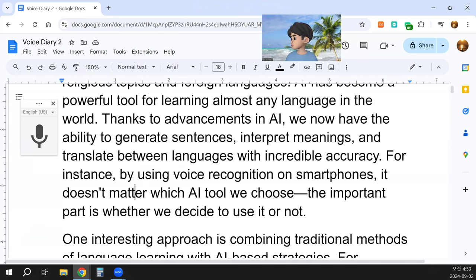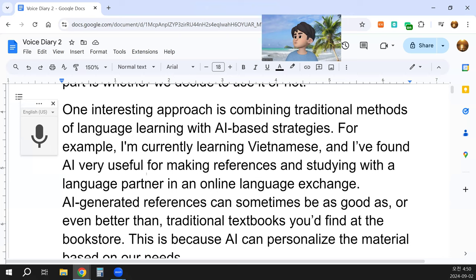It doesn't matter which AI tool we choose. The important part is whether we decide to use it or not. One interesting approach is combining traditional methods of language learning with AI-based strategies. For example, I'm currently learning Vietnamese, and I've found AI very useful for making references and serving as a language partner in an online language exchange.